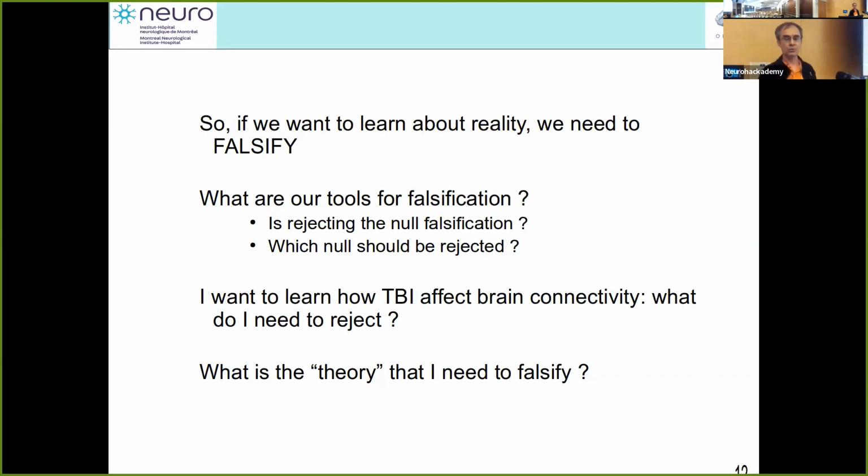So if I want to learn how traumatic brain injury affects brain connectivity, what do I need to reject? That's an interesting question to maybe ask yourself from time to time. Think of the framework of the theory that you have, and what kind of test you are doing to actually validate or invalidate that theory. And again, Popper would say you should try to invalidate it. And that's his framework.